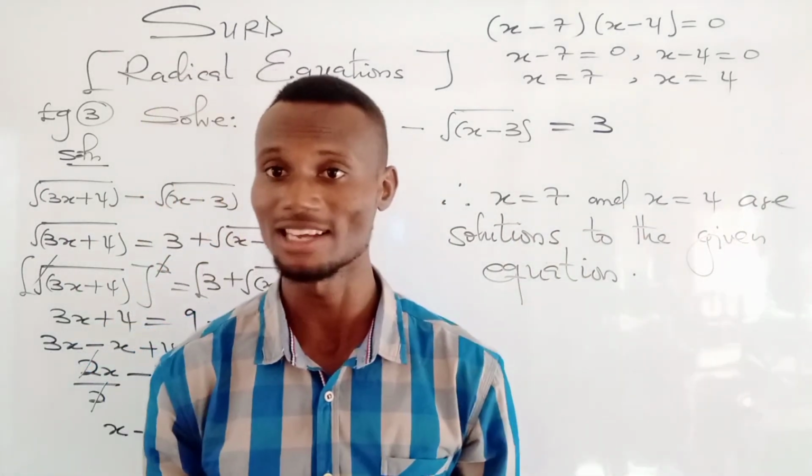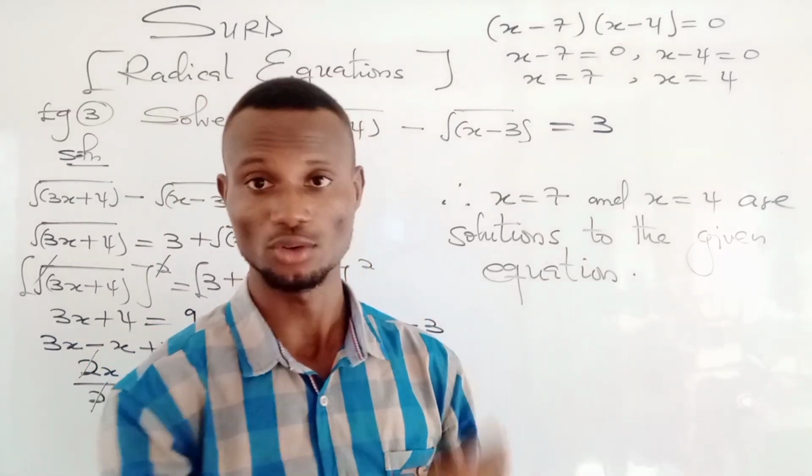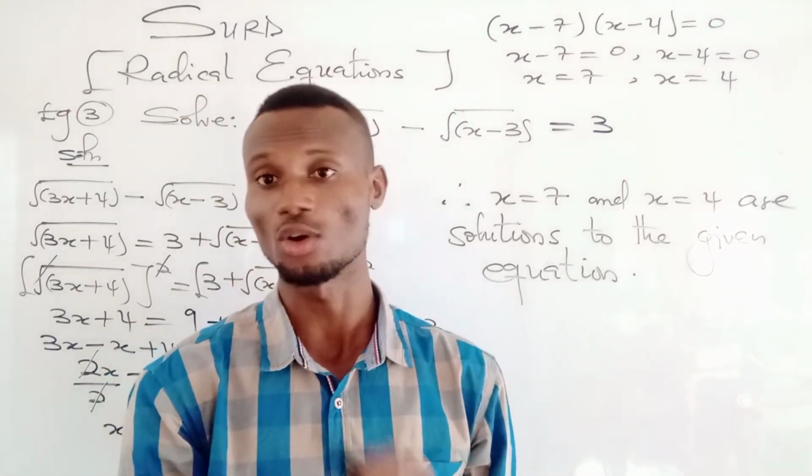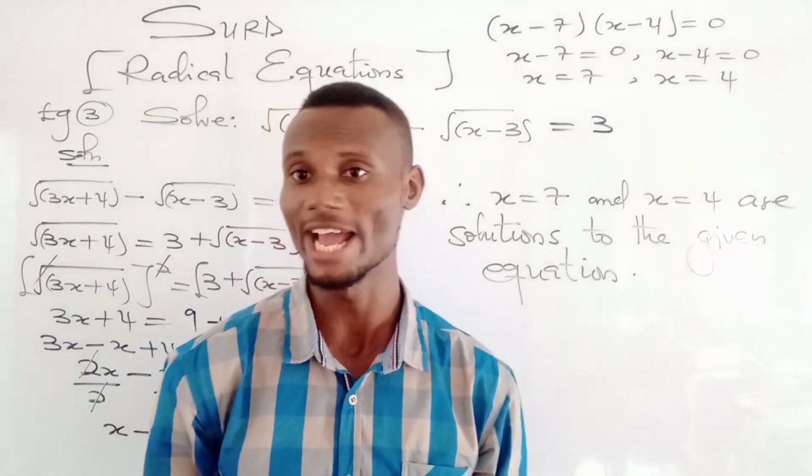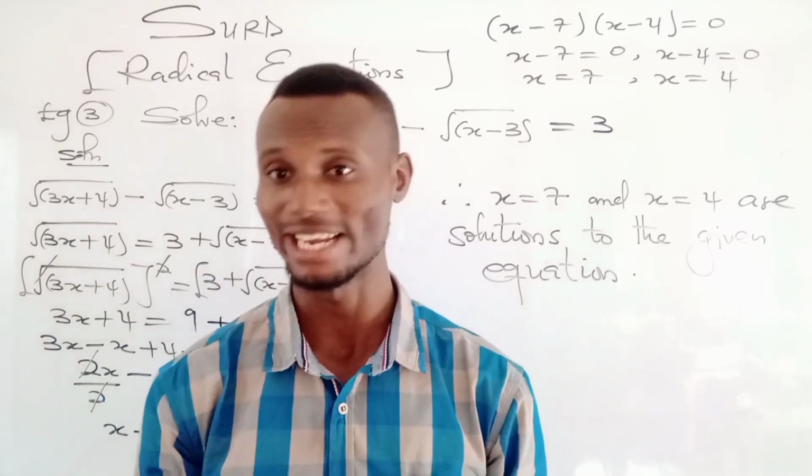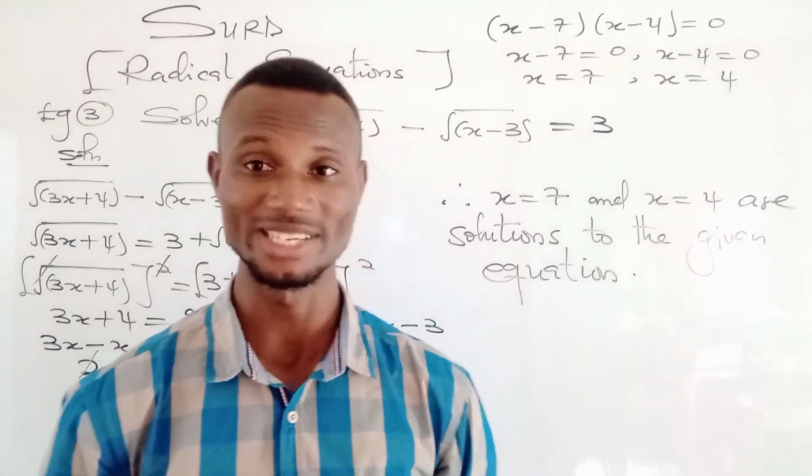So it means our answer for solving the equation is s equals 7 and s equals 4. I hope the explanation was clear enough and you understood it as well.